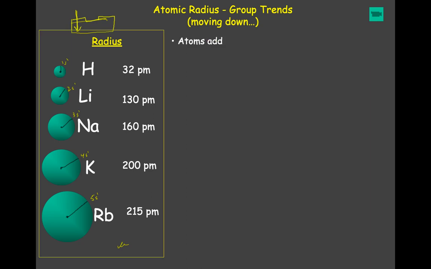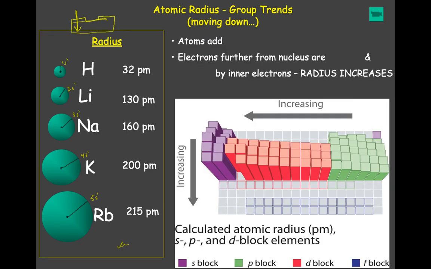That's important to know. So why is this the case? Well, atoms are going to add whole energy levels. Electrons are further from the nucleus and repelled and shielded by inner electrons. If I look at the layers, a good example is sodium. The first energy level is here, the second energy level is here, and then the third is here, which is where the 3s level is. You're being shielded by the inner layers. The more you go down, the more layers you have in between when you're looking at that valence electron. This is a great way to see it.